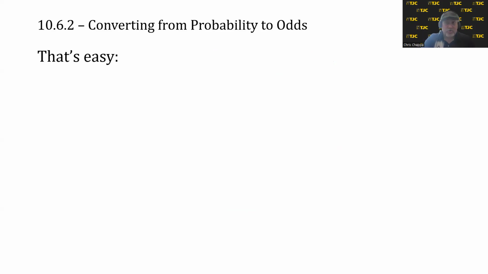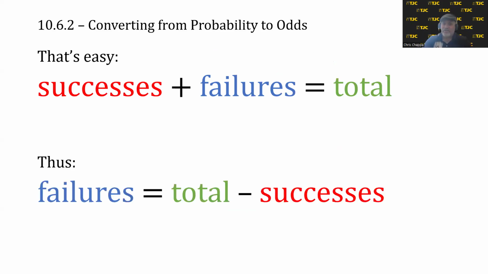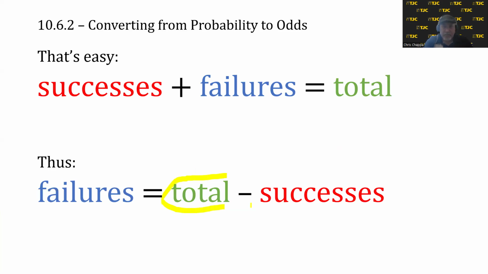In the previous video with the Scrabble tiles, I remember we had 100 tiles. We took away the 9 successes. We got 91 failures. Successes plus failures equals total. But if you do a little bit of algebra, you can rearrange it to say failures equals total minus successes. So if we're given a probability, we are given totals and successes, which means we can do this subtraction problem, which means we can calculate failures, which means we can calculate odds because we'll have successes already.